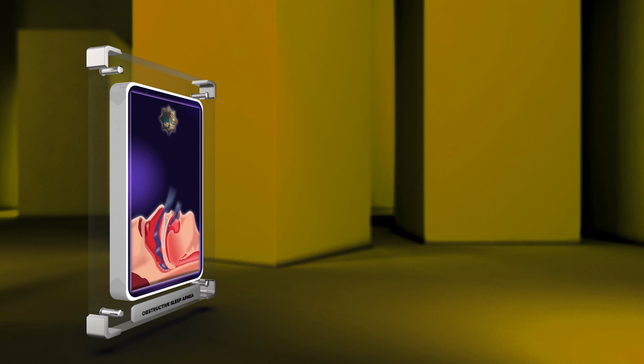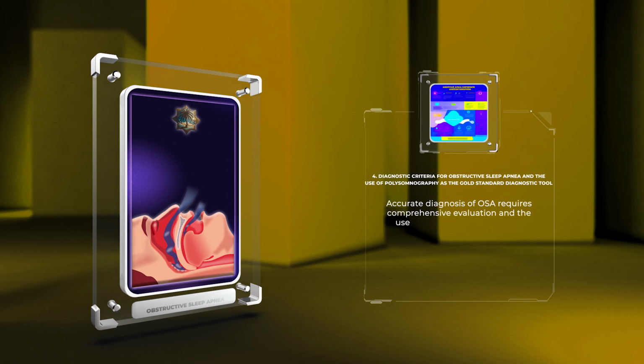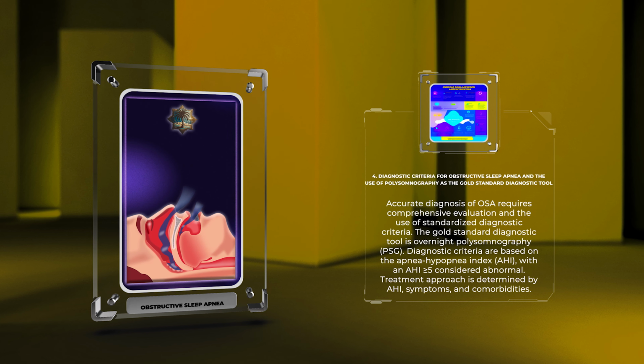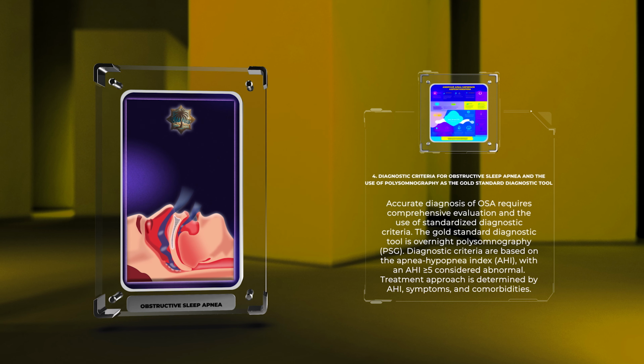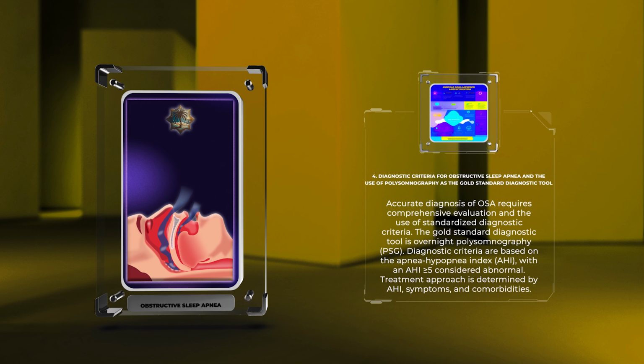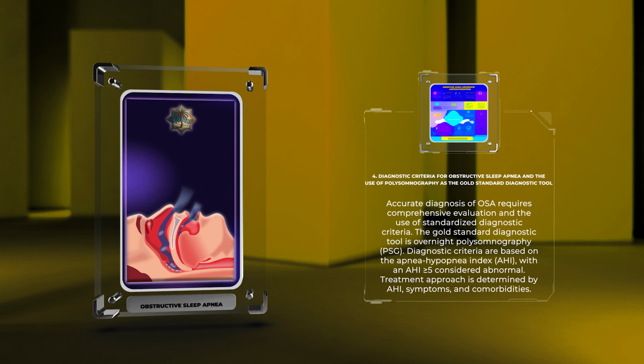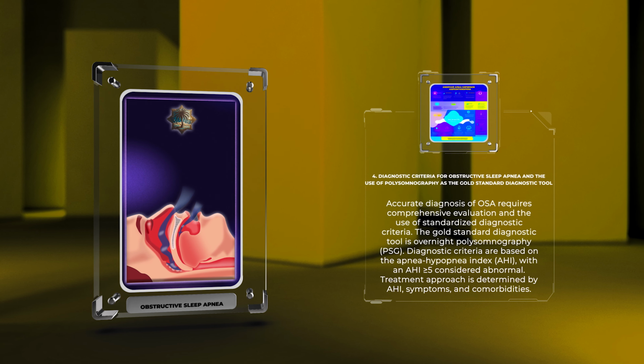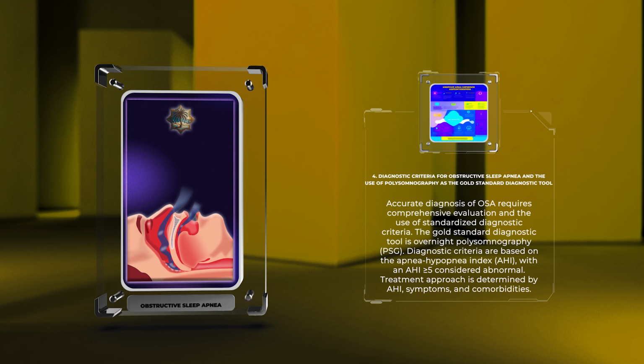Accurate diagnosis of OSA requires comprehensive evaluation and the use of standardized diagnostic criteria. The gold standard diagnostic tool is overnight polysomnography, PSG. Diagnostic criteria are based on the apnea-hypopnea index, AHI, with an AHI greater than or equal to 5 considered abnormal. Treatment approach is determined by AHI, symptoms, and comorbidities.